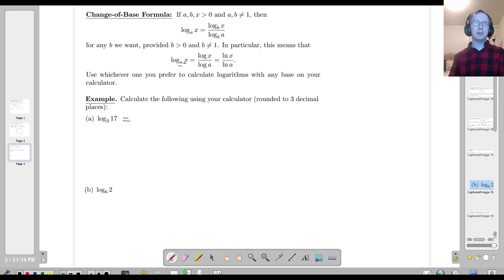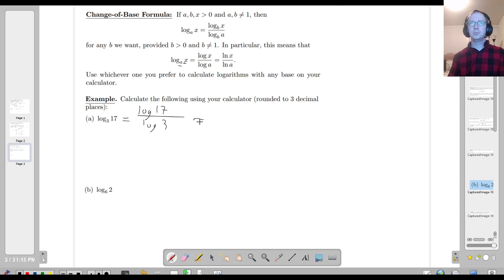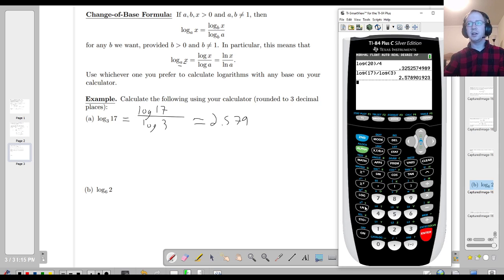So let's try a couple of these together. Log base 3 of 17. I'm going to take the number on top, that's 17, and divide it by the number on the bottom, which is 3. So I'm going to do log of 17 divided by the log of 3. I'm getting about 2.579. Just to reiterate, I didn't have to use the log button. If I'd wanted, I could have used the ln button and done ln 17 over ln 3. It's really the same answer. You can take whichever method you prefer, either log or ln. Just don't mix them up, pick one or the other.